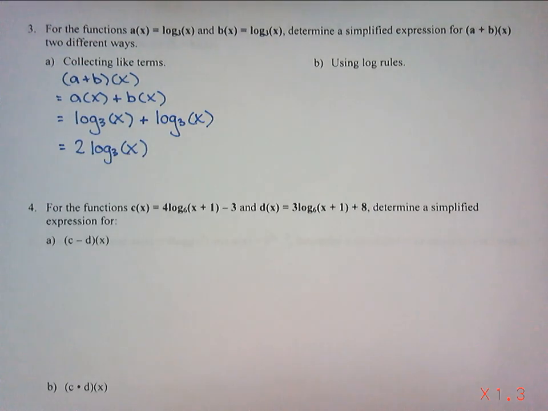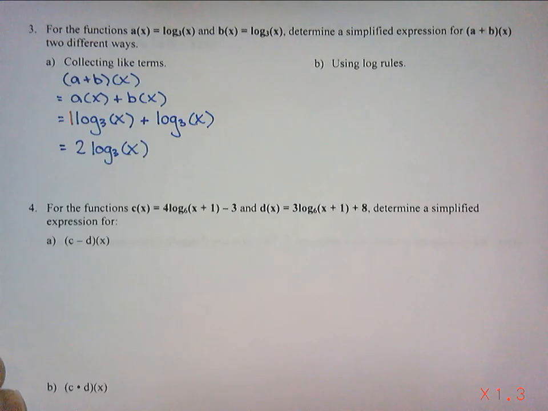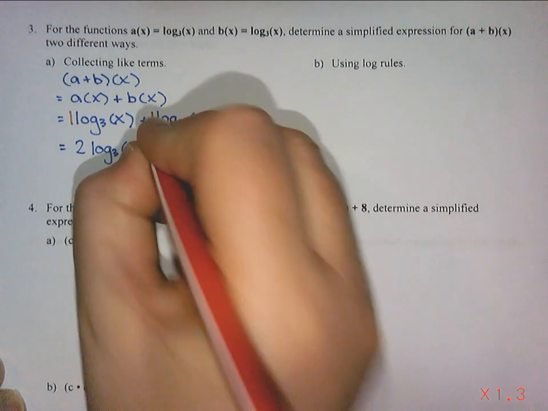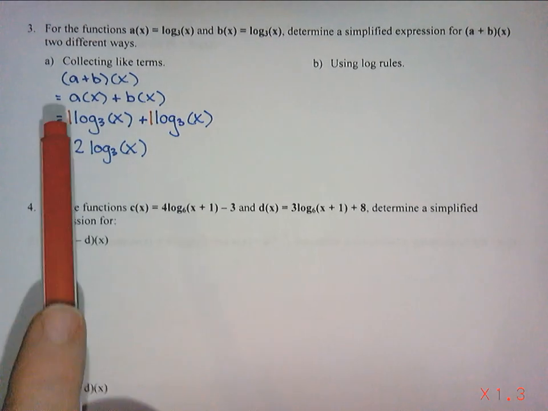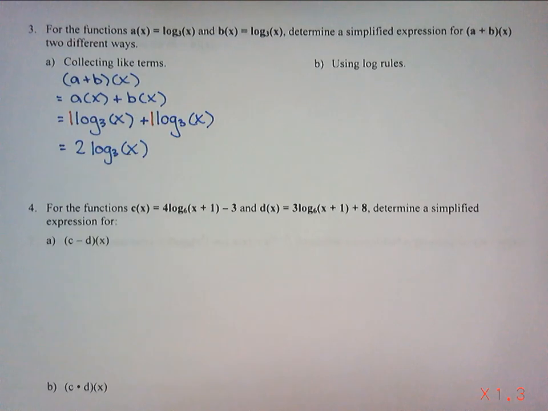Now, if you're having trouble trying to sort that out in your brain, you could think of it that there is a little invisible coefficient of 1. This is 1 log base 3 of x and 1 log base 3 of x, and 1 plus 1 is 2 log base 3 of x. We're just adding the coefficients together.